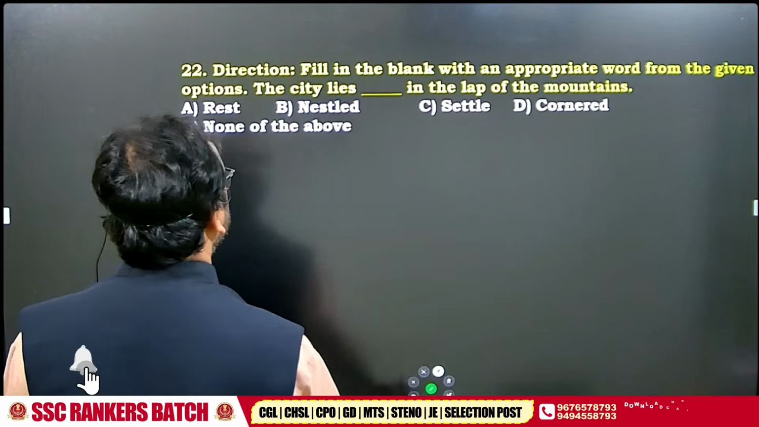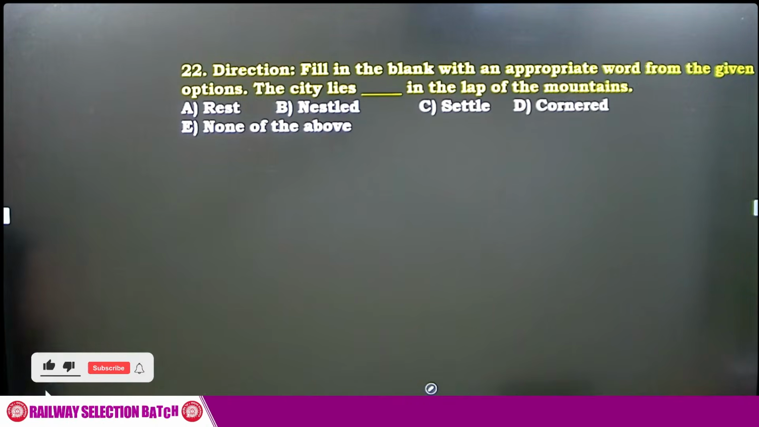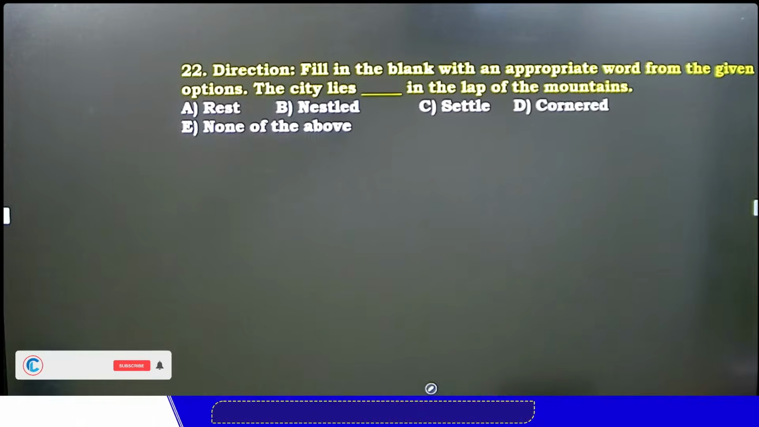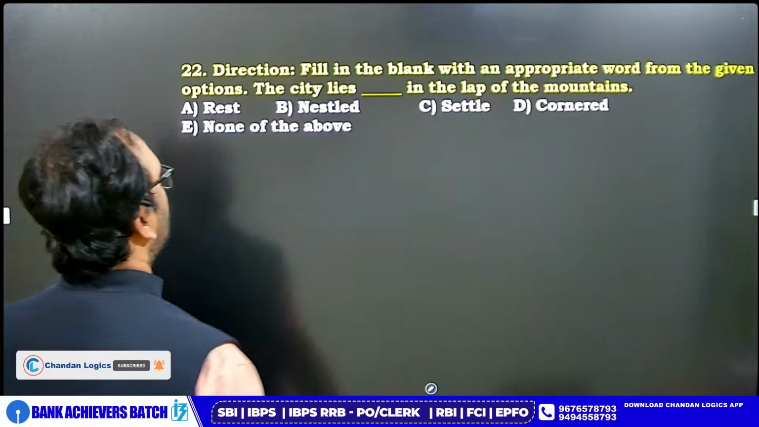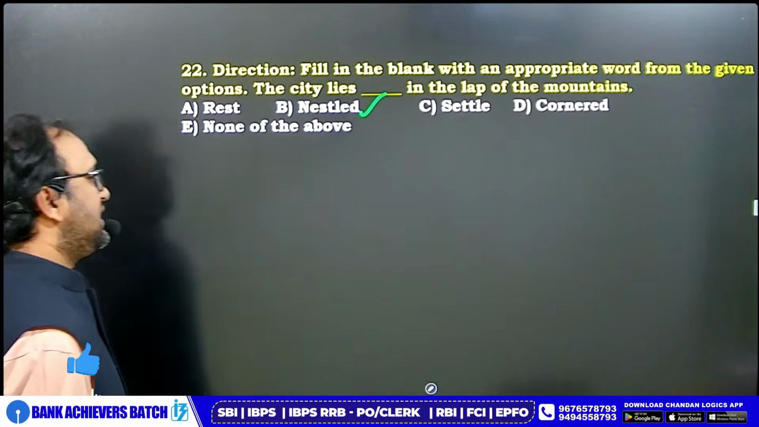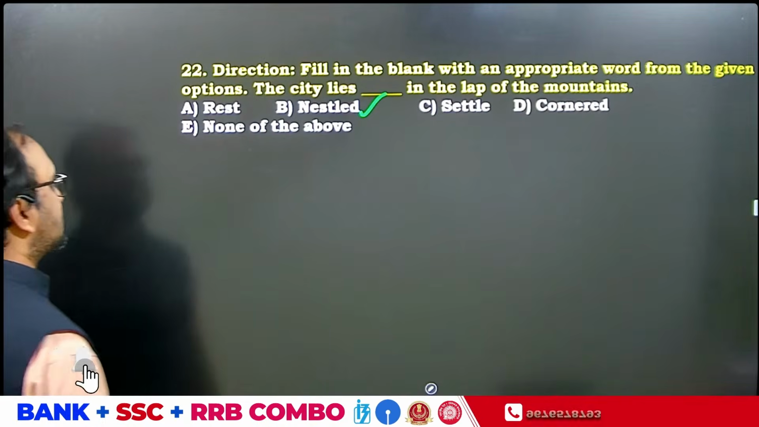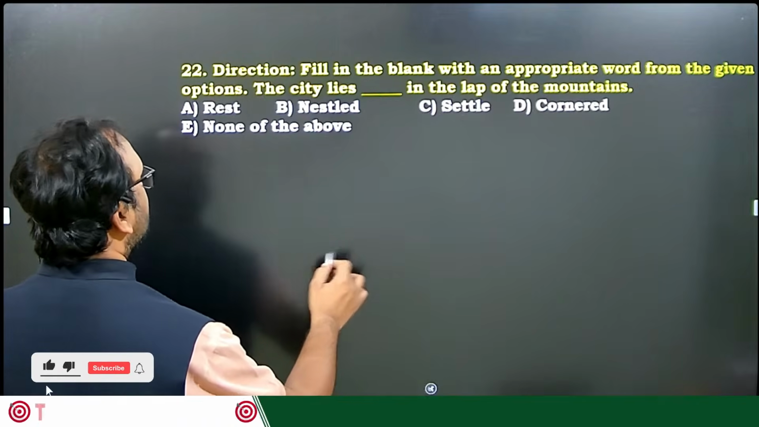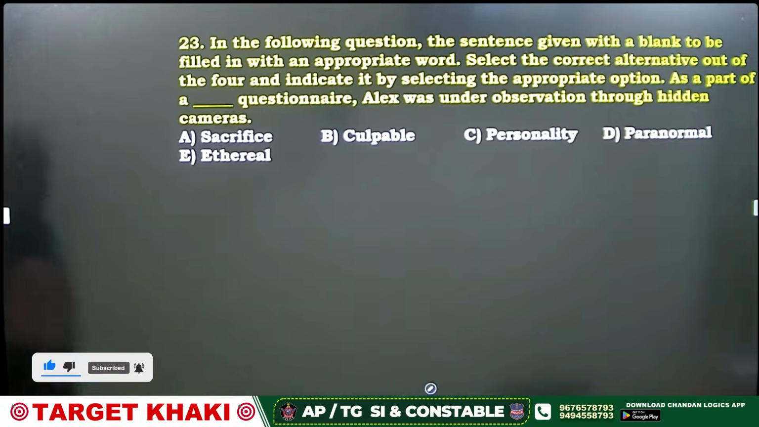Very easy questions. The city lies dash in the lap of the mountains. The city lies nestled in the lap of the mountains. Easy questions, nothing much to explain. Only you have to check it. Any doubts you can ask. The city lies nestled in the lap of the mountains. Can you try the 23rd?